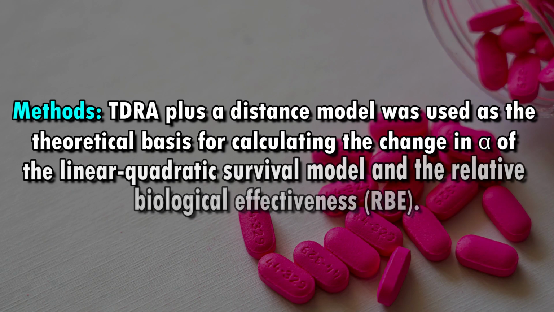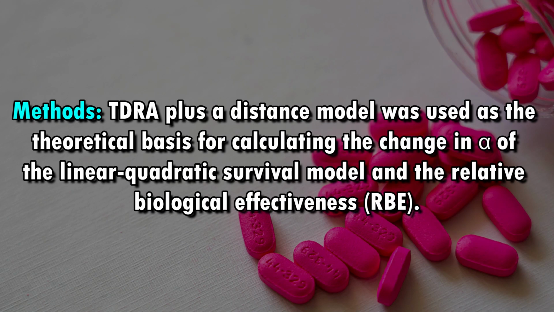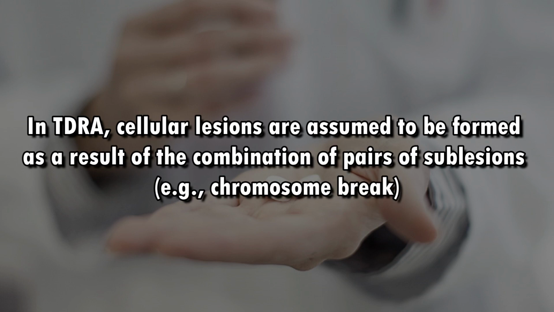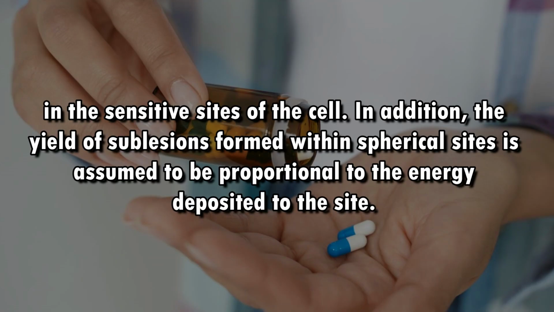Methods: TDRA plus a distance model was used as a theoretical basis for calculating the change in alpha of the linear quadratic survival model and the relative biological effectiveness, RBE. In TDRA, cellular lesions are assumed to be formed as a result of the combination of pairs of sublesions, for example, chromosome break, in the sensitive sites of the cell. In addition, the yield of sublesions formed within spherical sites is assumed to be proportional to the energy deposited to the site.